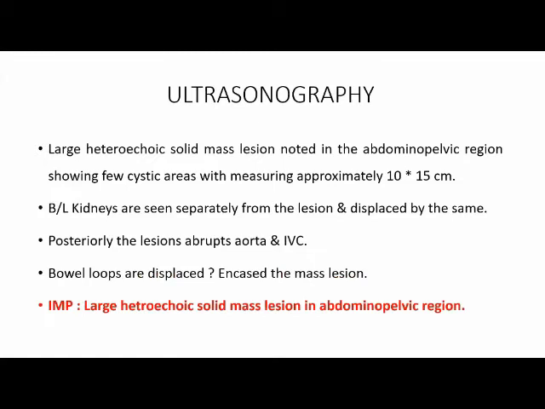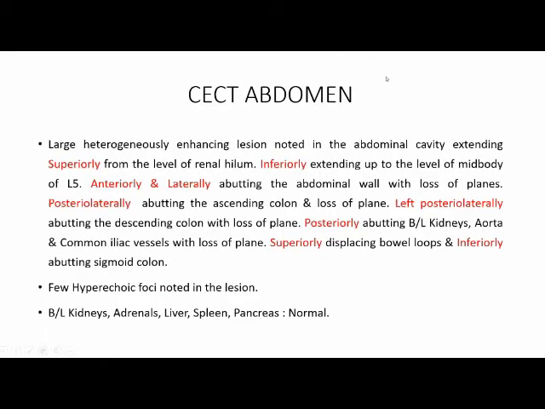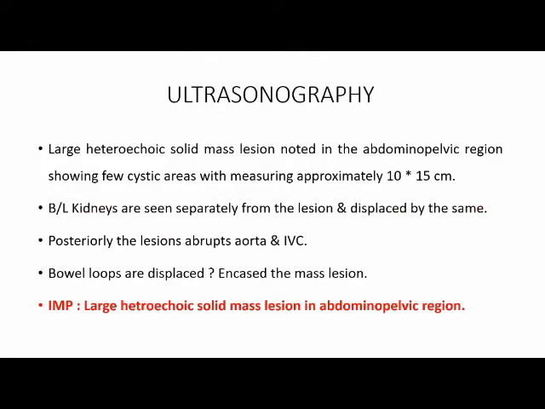Now I'm putting the discussion. The mass, the lesion abruptly stops at the aorta and IVC. It is not encasing the aorta or IVC, but is encasing the bowel. So could it have been a lymphoma? And no calcification of the mass. I'm saying it is not encasing the IVC or aorta. It is encasing the bowel. Could it be lymphoma? Yes, sir. There is a possibility of lymphoma based on this ultrasound.